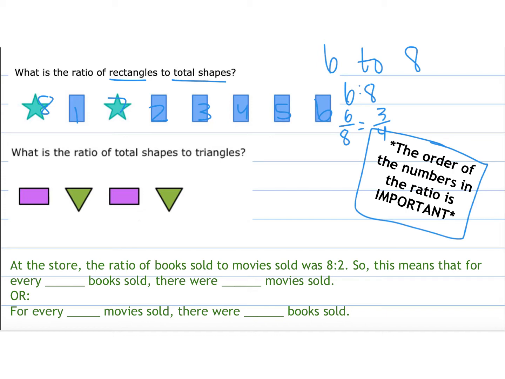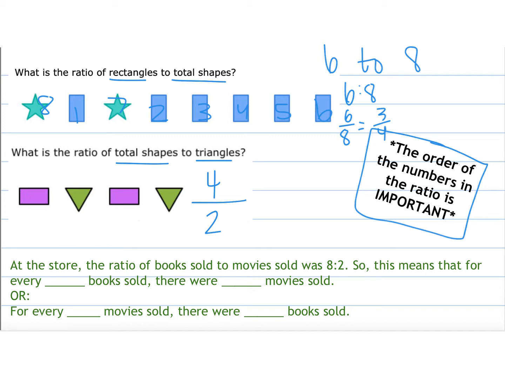Next one, what is the ratio of total shapes to triangles? So this time, total shapes was listed first, so that would be the first number in our ratio. And I'm just going to write these as fractions. So there's 4 total shapes, and then the ratio to triangles, there's 2 triangles, so that would come second. Now we can simplify this, but we are going to keep these as improper fractions.